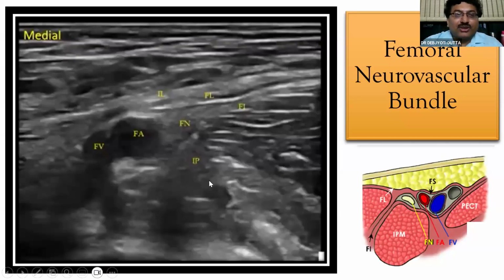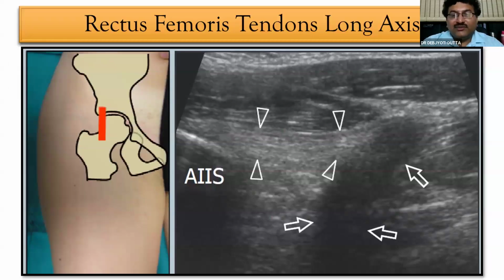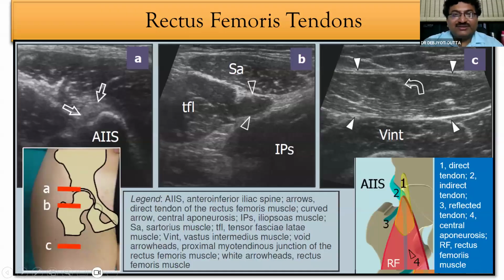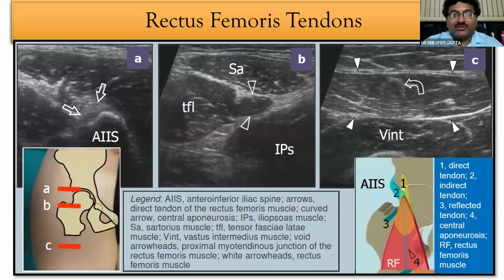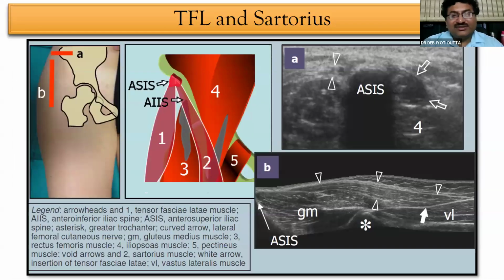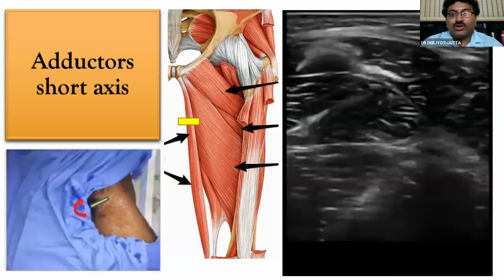Now, the femoral neurovascular bundle is also important, but very simple because, as an anesthesiologist, you are doing this and seeing this every time. So I'll be showing it on the volunteer and going further. Again, the femoral neurovascular bundle, rectus femoris long axis, and here again the rectus femoris tendon, TFL, sartorius. I will cover these while seeing the medial hip portion.